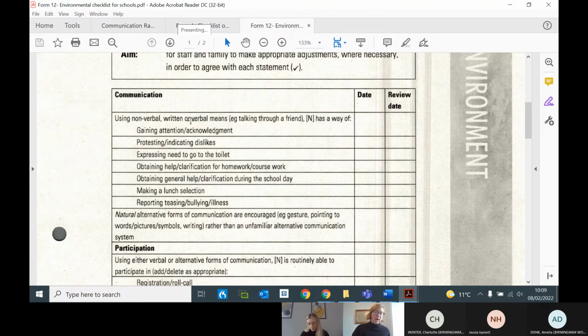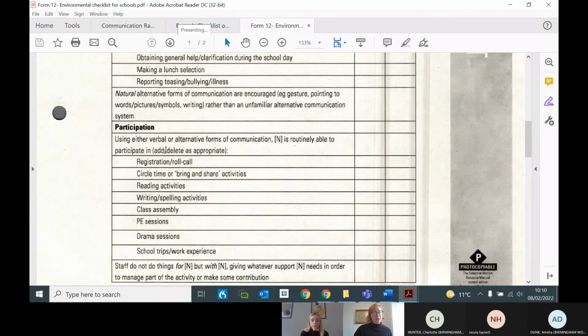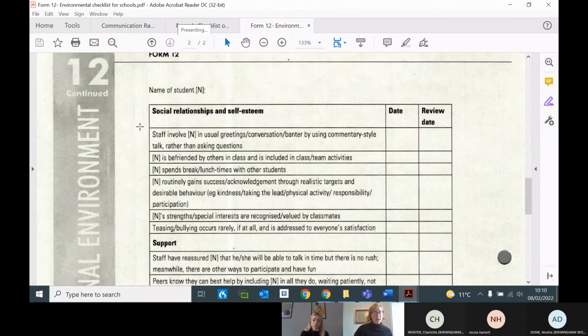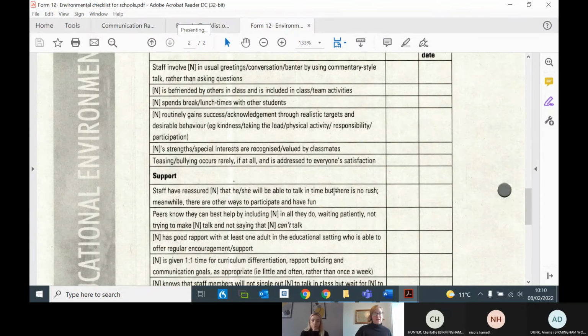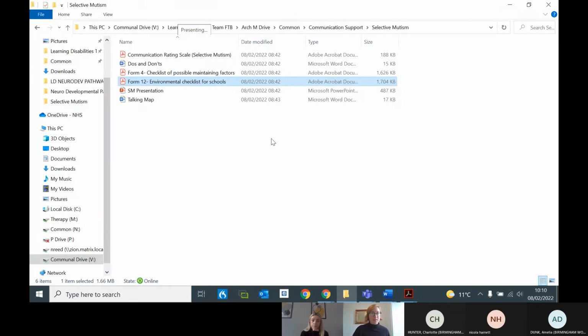So you've got things that support the child's communication, giving them non-verbal, written or verbal means, for example, talking through a friend, to access all those communication functions, ways to help them participate in various parts of school, ways they're supported to develop social relationships and self-esteem, general support, and just general points again. These are all in our Selective Mutism folder in the communication support.